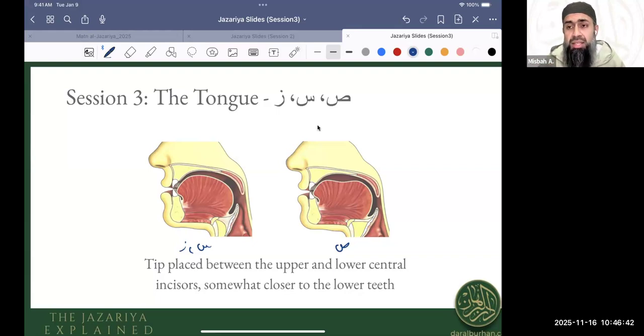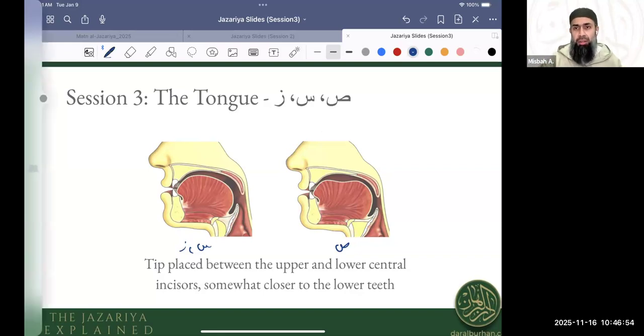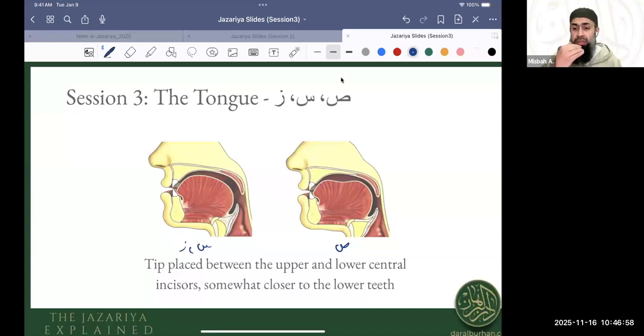When you say Sin, S, and that requires, by the way, for practice, you will know if you've been producing Sin and Sad and these letters, that it requires you to line up your teeth. You have to pull your lower jaw out.